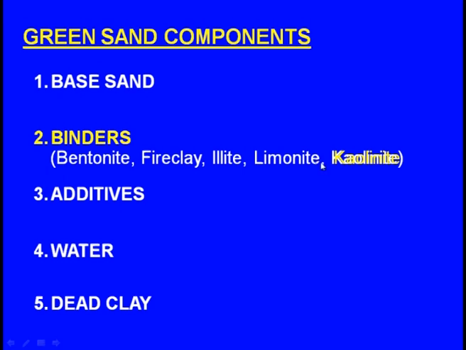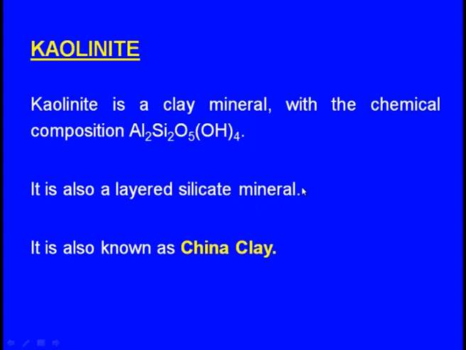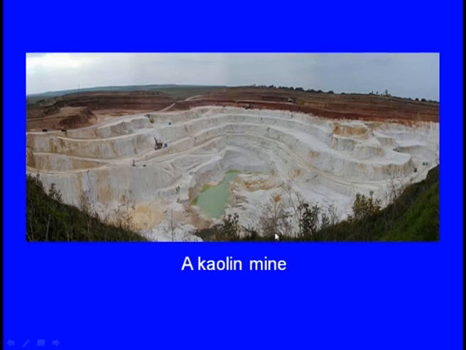Finally, we will see the kaolinite. Kaolinite is a clay mineral with the chemical composition Al2O3·2SiO2·2H2O, or Al2Si2O5(OH)4. This is the chemical composition of the kaolinite. It is also a layered silicate mineral like bentonite. It is also known as China clay, and this is the typical mine of the kaolin, and here we can see this is all the kaolin.